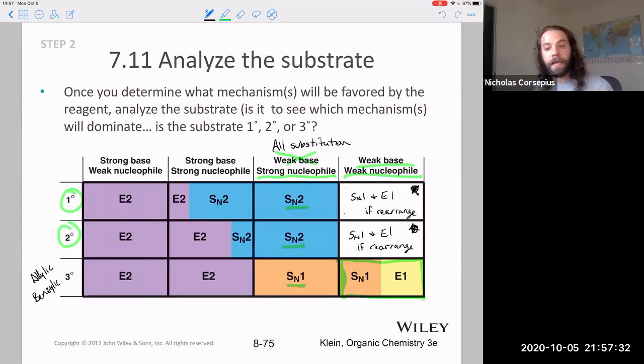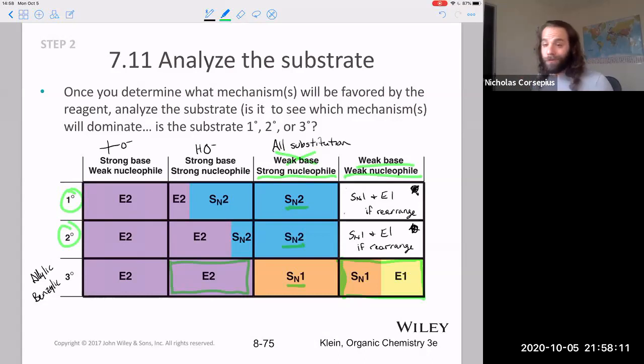If you have a strong base and a strong nucleophile, for example the hydroxide ion, this is where you can see things are the most complicated. If it's tertiary, let's take this category here, you're only going to have the elimination product. Why is that? Because you have a strong base. Even though it's a strong nucleophile, it can't do a nucleophilic attack because of the sterically hindered tertiary site.